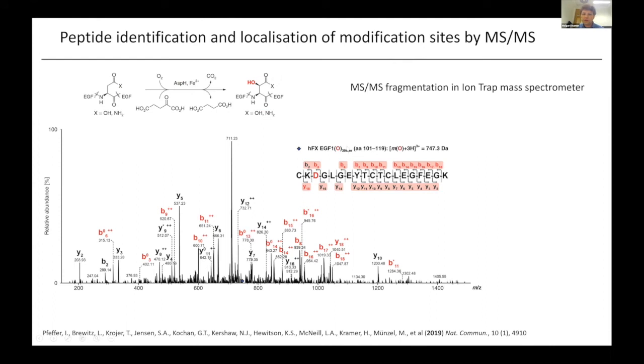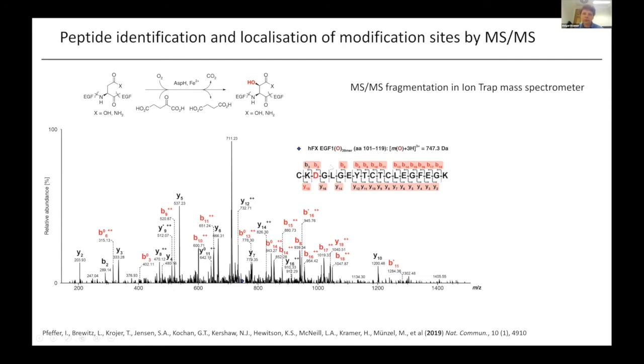And what is highlighted here is essentially the B and Y ions that were observed in this spectrum, and in red are all of the ions which help us to gain some confidence in the actual localization of the modification site. So what we expect now is that the modified aspartate residue here will have a mass addition of 16 Daltons. And those 16 Daltons have to be present in any fragment ion that contains the aspartate residue.